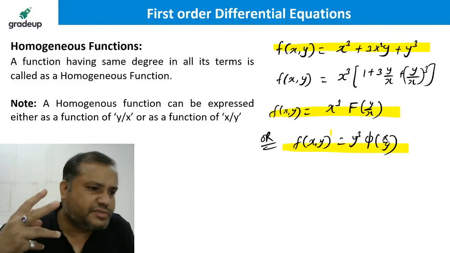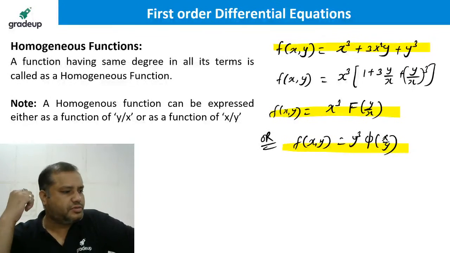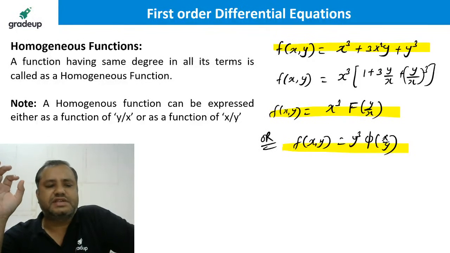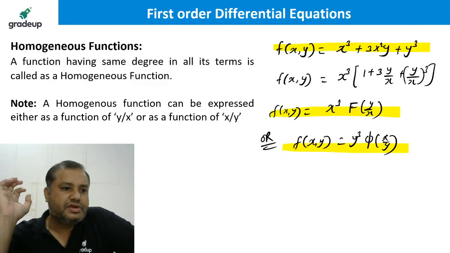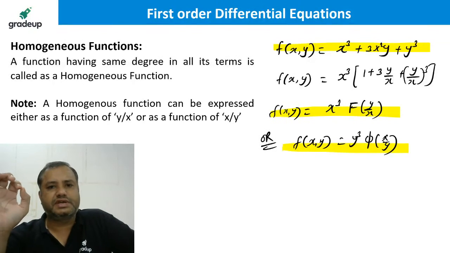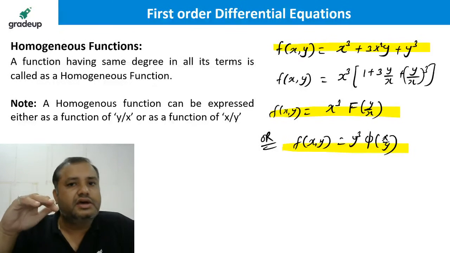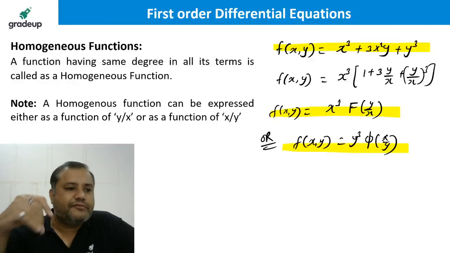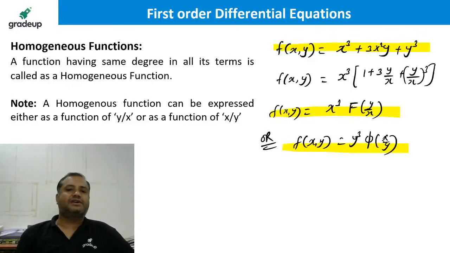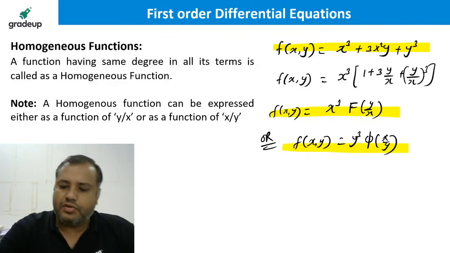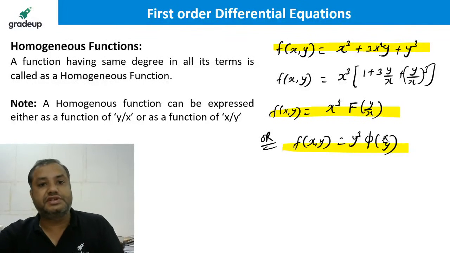So some 2-3 points you have to remember regarding homogeneous function. Number 1, a function having the same degree in all its terms is called a homogeneous function. If you have a homogeneous function, it can be represented as a function of y by x or x by y. If some function is written in the form of y by x or x by y, then it is a homogeneous function. Okay. Now comes the homogeneous differential equation.